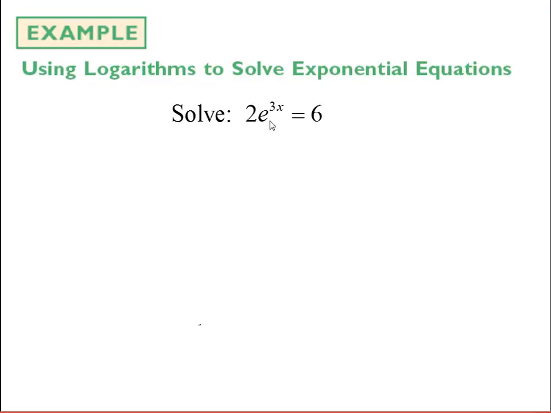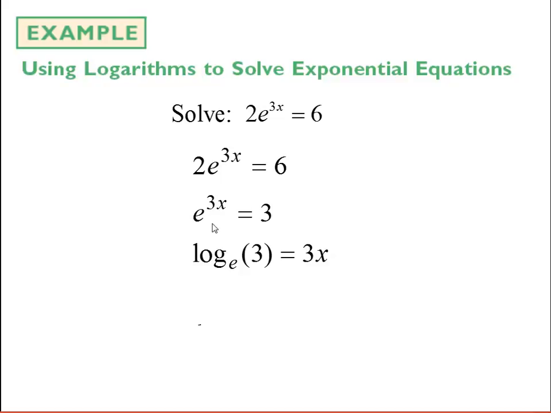All right, so if we do one more example here where we have a base e exponential. In order to solve this exponential equation, the first thing I'm going to do is isolate the exponential term. So I'm going to take this 2 and divide it to the other side, and it gives me e to the 3x equals 3. Now that I've isolated the exponential, I can rewrite it as a logarithm. So I'm going to rewrite this as log base e of 3 equals 3x.